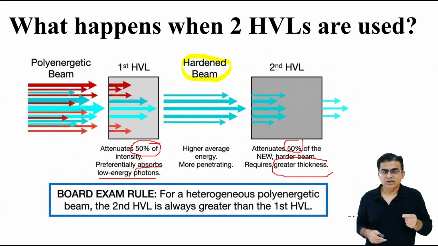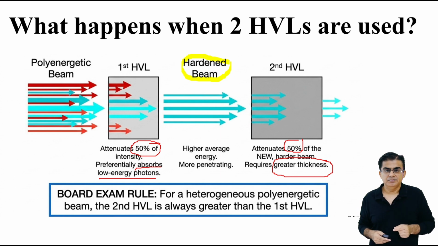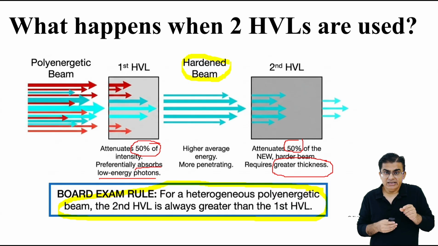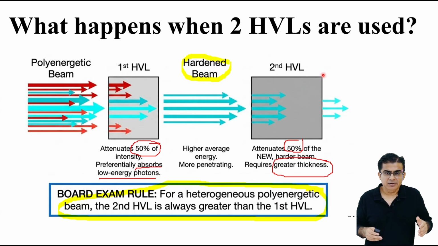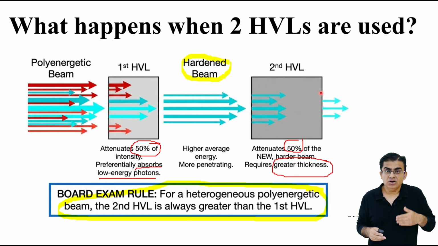This simple visual logic perfectly explains a very famous rule in physics. For any heterogeneous polyenergetic beam, the second HVL is always greater than the first HVL. Once again, for any heterogeneous polyenergetic beam, the second HVL is always greater than the first HVL. Even if you forget the complex mathematics, you must strictly memorize this golden rule.